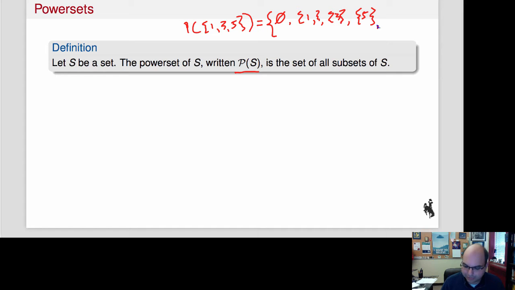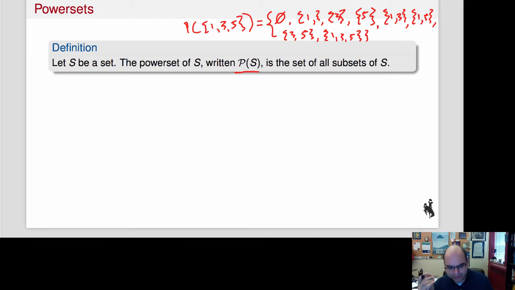Now, how many sets can I make that have two elements? Well, let's see, I have 1 and 3, right? I have 1 and 5. I can also get 3 and 5. Okay, great. And how about sets that have 3 elements? Well, there's only one of those, 1, 3, and 5. Okay, and that's it. Those are all the subsets that I can get. You'll notice that I had 3 elements, and I ended up with 8 subsets. And that might make you a little suspicious. 3 and 8. 2 to the 3 is equal to 8, right? You know, so yeah, that's actually the case, and we'll see that. Okay. All right.